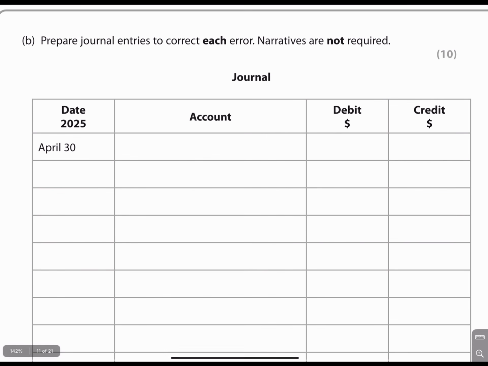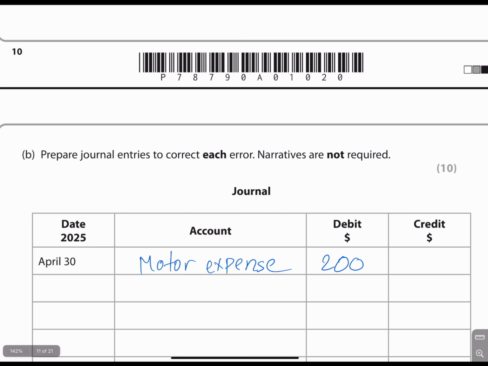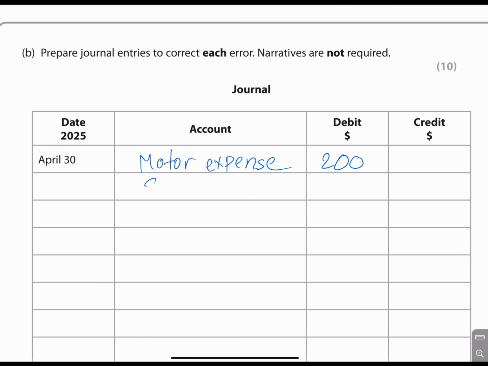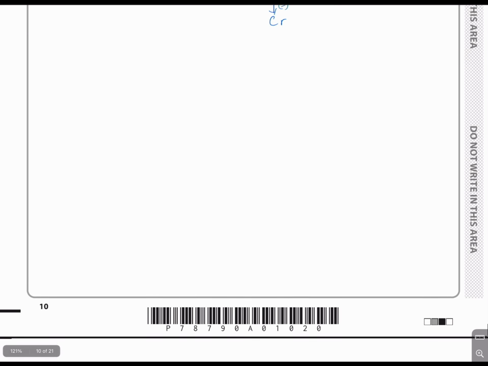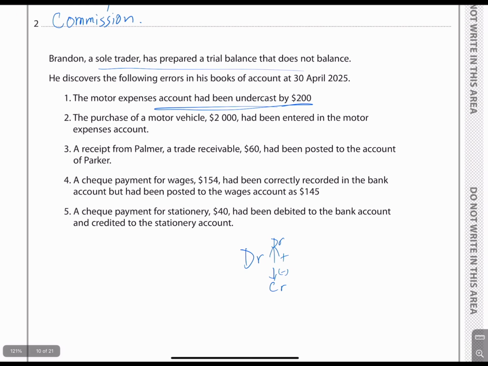So how do we journalize it? First, motor expense, we increase it by 200, and for this our trial balance will not match, so we have to balance it with suspense. For this, you do have to have a proper knowledge of the correction of errors chapter, and a very good foundation on journals.